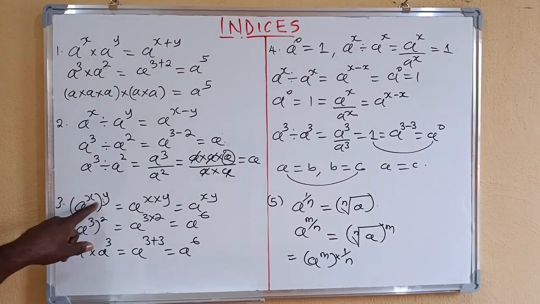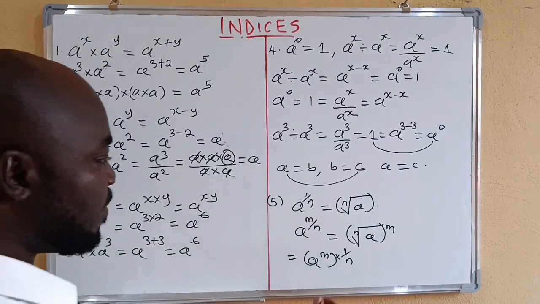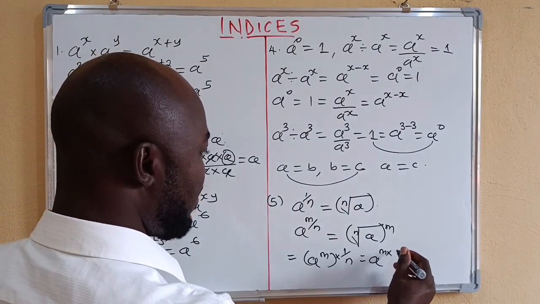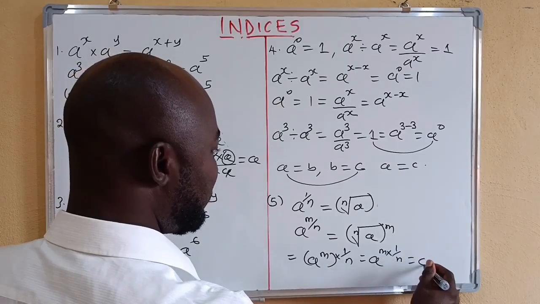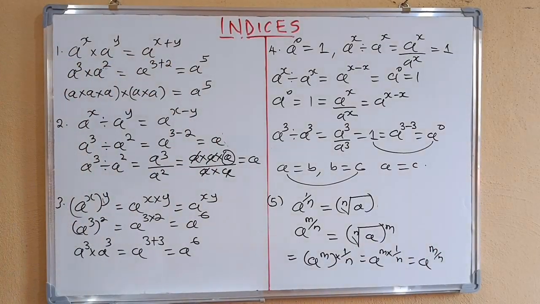So my x is m and my y is 1 over n. So if I multiply them out, I will still have my m multiplied by 1 over n, and that will still give me A to the power m over n. This is the fractional law of indices.